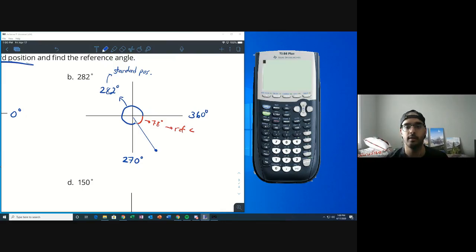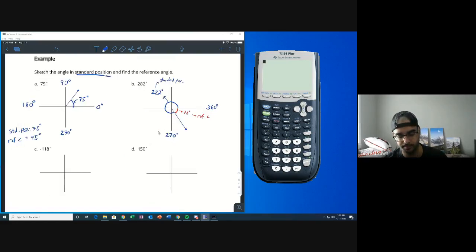Okay, now remember that this terminal arm can always be reflected. So we can always move it, but that would change our standard position angle. It won't ever change our reference angle. Okay, so just keep that in mind.